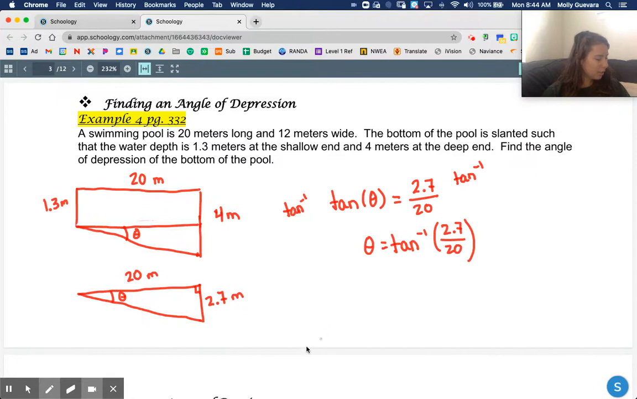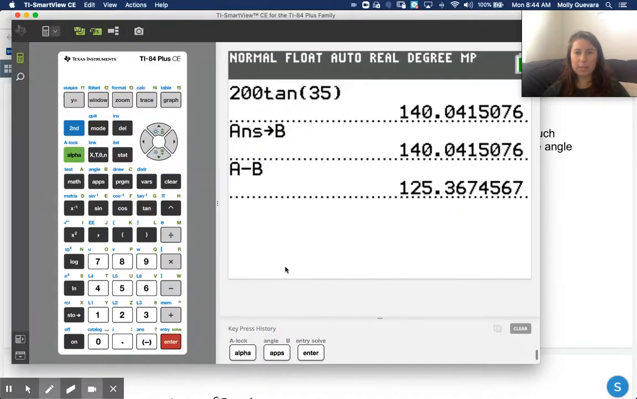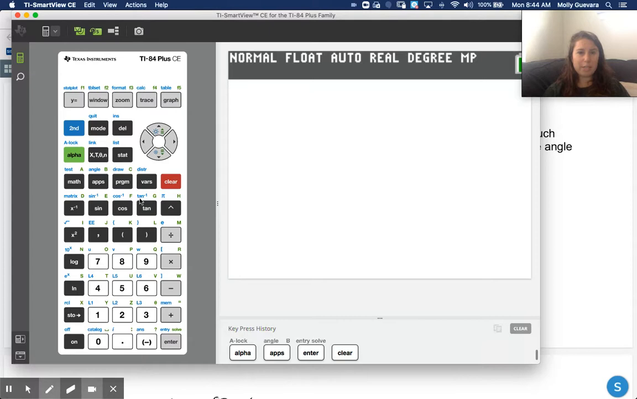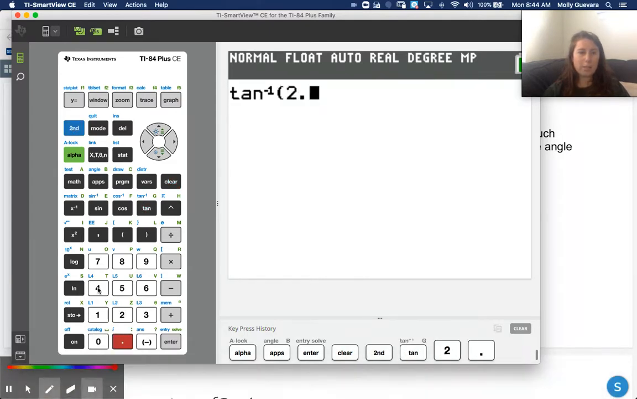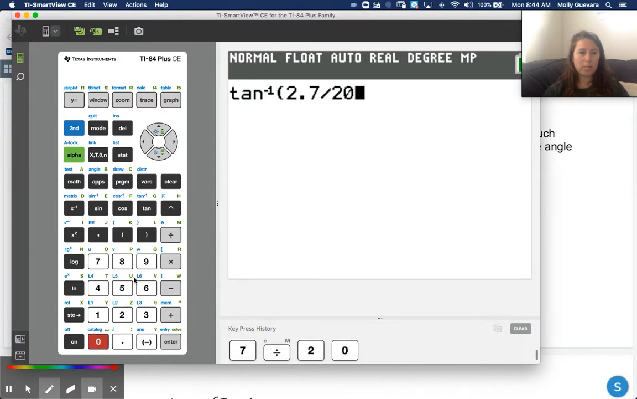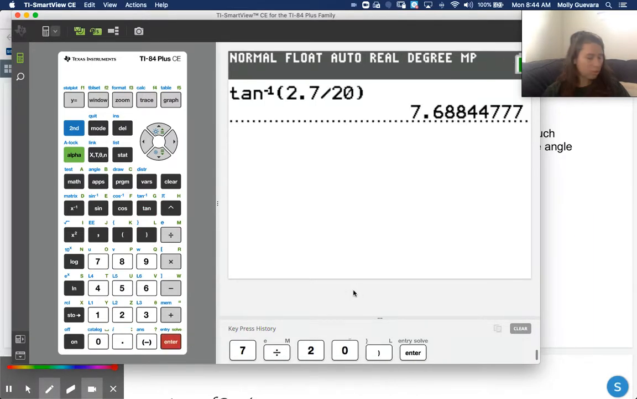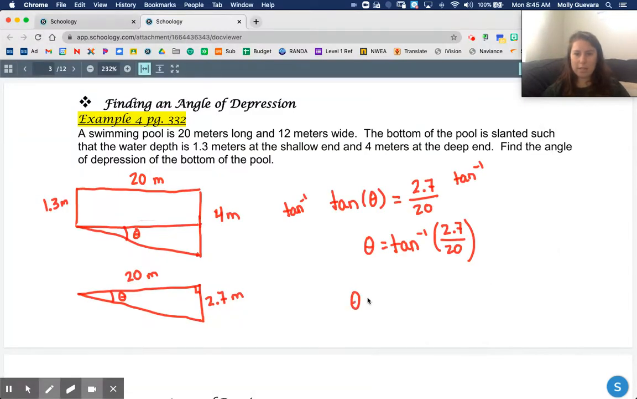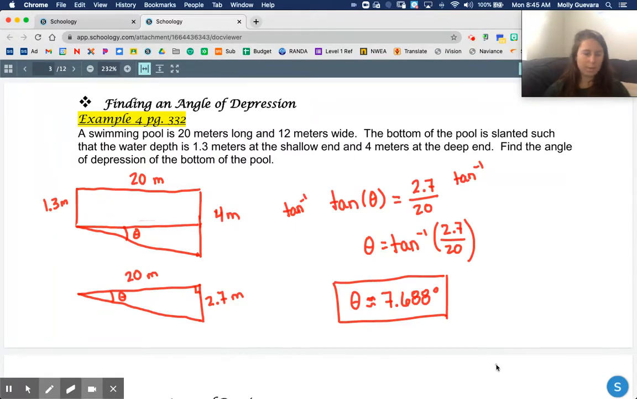And again, as long as you're in degrees, this should be fairly quick to enter into your calculator. Tangent inverse is above tangent, so I'm going to go second tangent inverse, and then 2.7 divided by 20. So I get 7.688. So theta is about 7.688 degrees. So that is the angle of depression of the pool to go from the shallow end to the deep end.